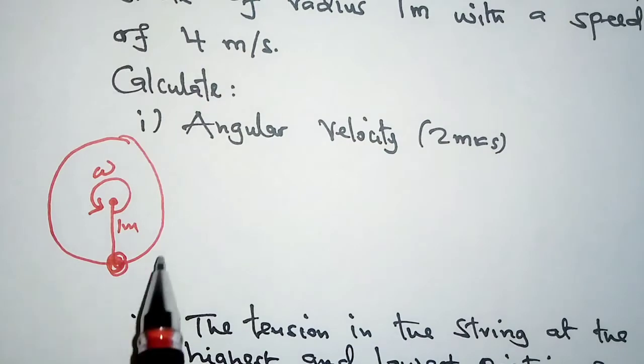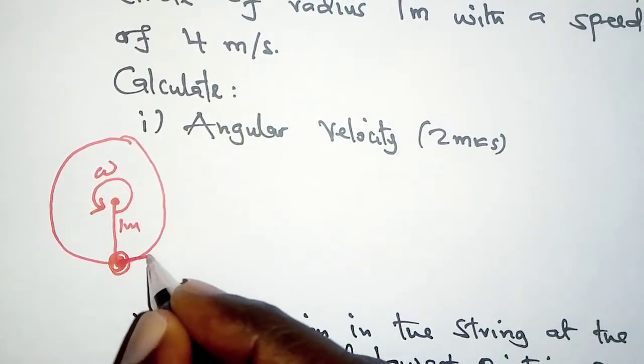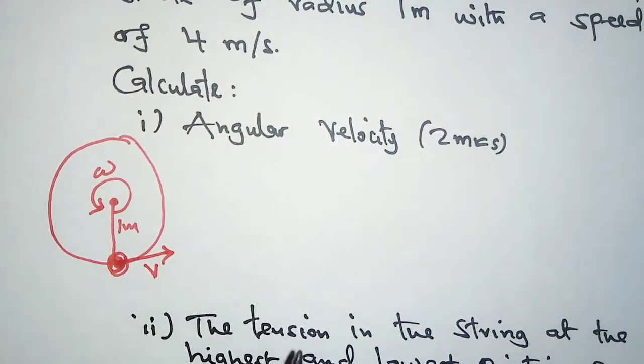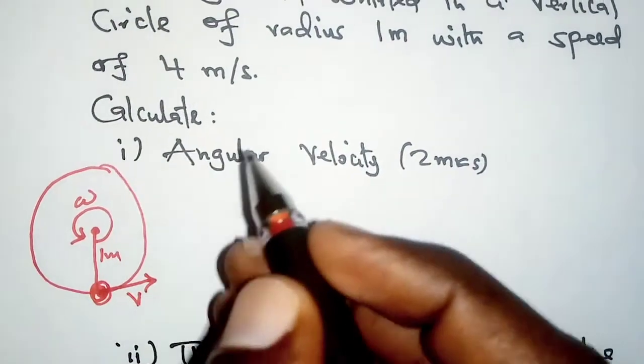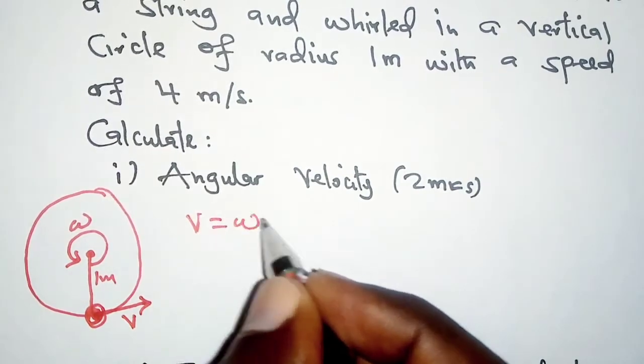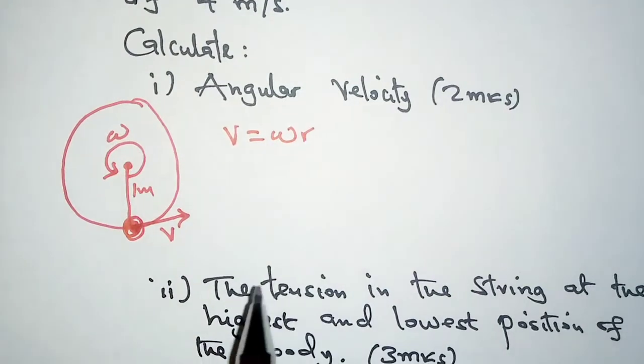Remember, as the body moves around the circular path, at each point on the circular path we have got the linear velocity, which keeps on changing. Now, the linear velocity and the angular velocity are related by the equation v is equal to omega r, where r is the radius of the circular path.